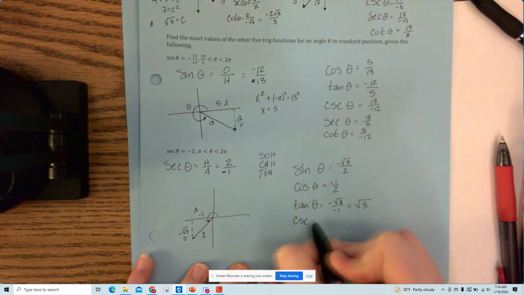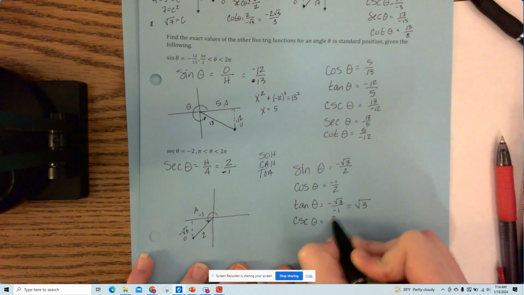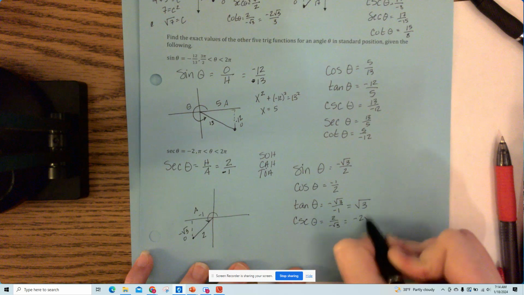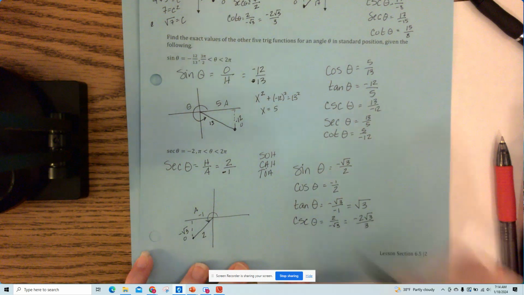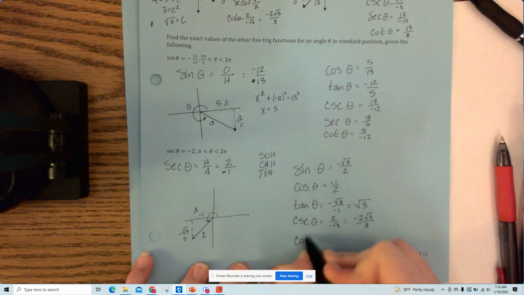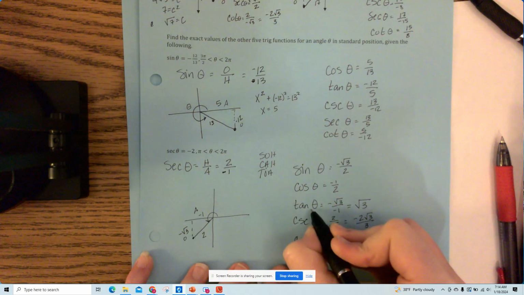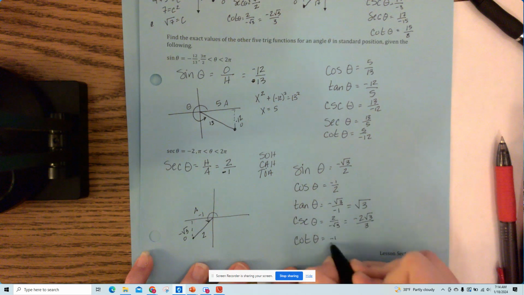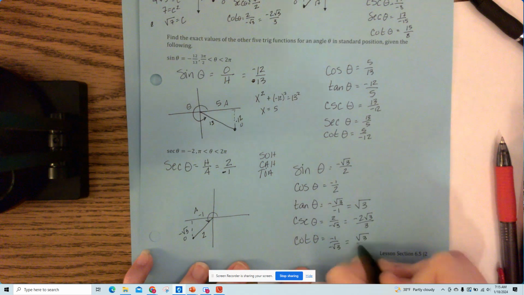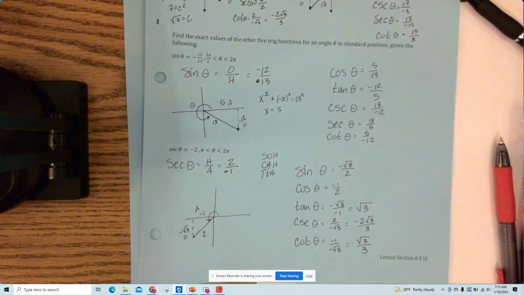So cosecant, again, remember, you can just flip them. 2 over the negative square root of 3, or negative 2 times the square root of 3 over 3. Rationalize your denominators. And then we've already got secant, so we need cotangent, which is the inverse of this one. So it would be a negative 1 over the negative square root of 3. Again, the negatives are going to cancel out, and we're left with the square root of 3 over 3. So that's it for this set of notes.